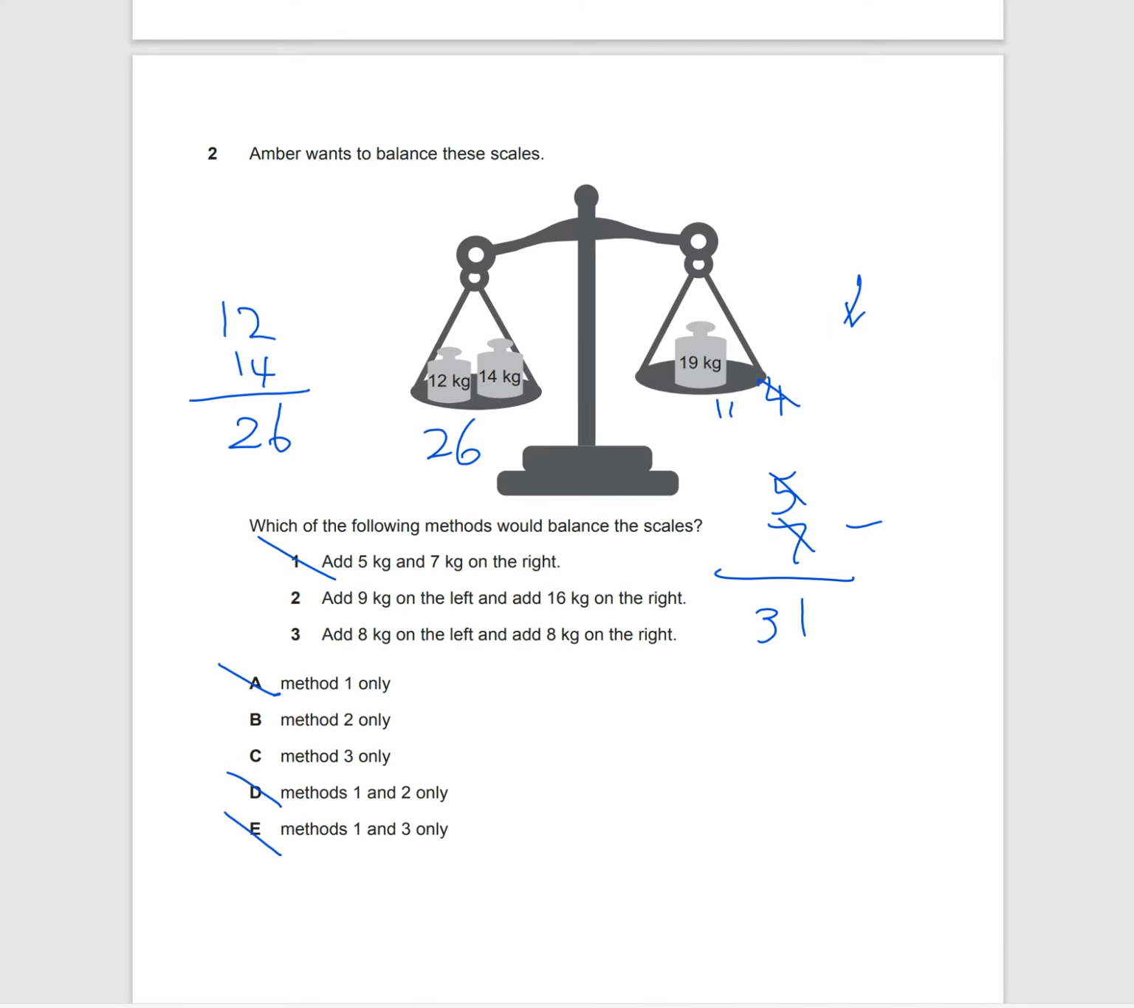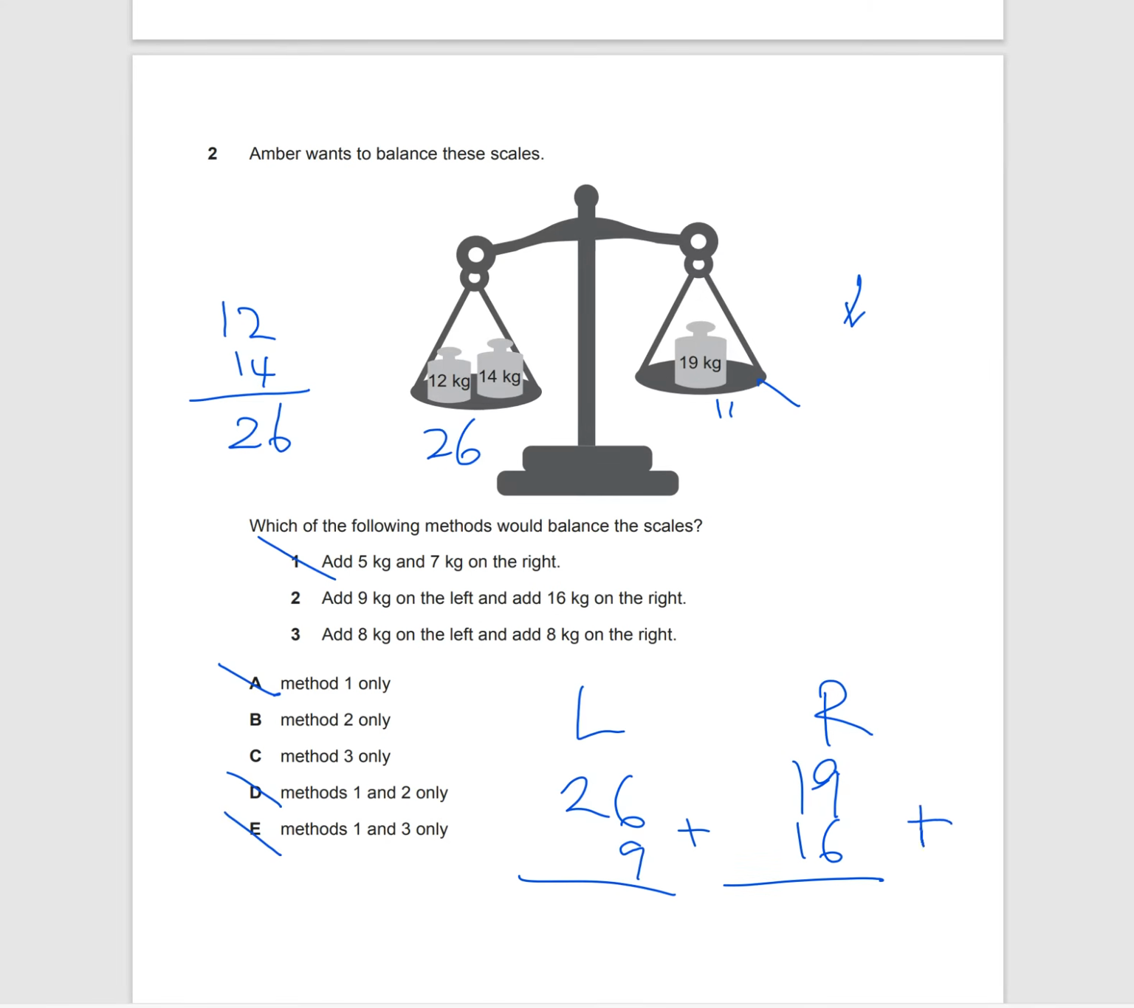Now, let's try with method 2. Add 9 kilograms on the left and then 16 kilograms on the right. So right now we have 19 on the right and 26 on the left. We want to add 9 to the left and 16 onto the right. Let's try add. Start with the left. 6 plus 9 is 15, carry the 1. We have 35. On the right we have 35. Since we've eliminated all the other options, the answer must be B because we know that 2 is correct.